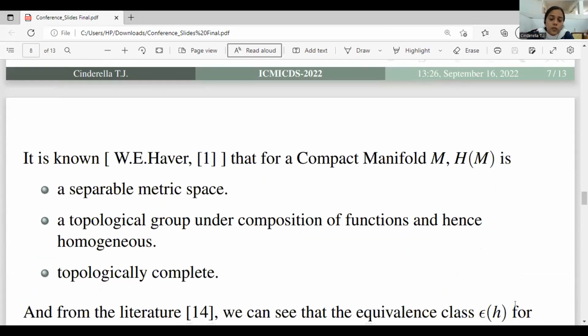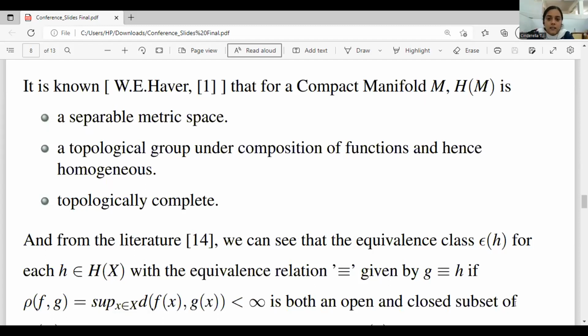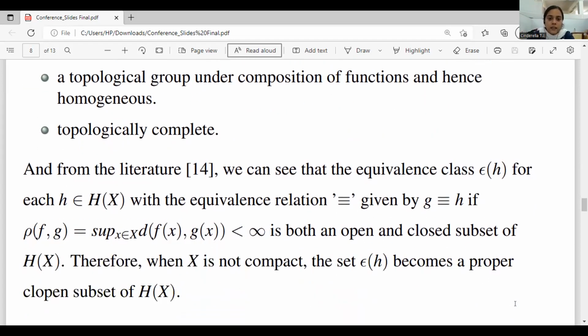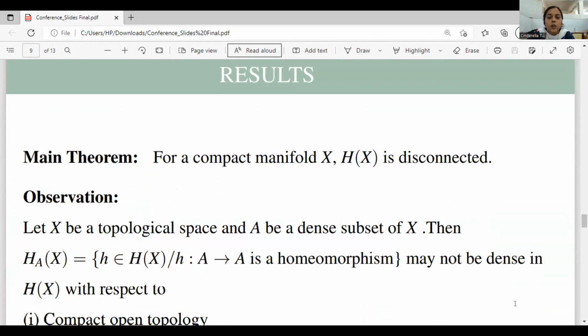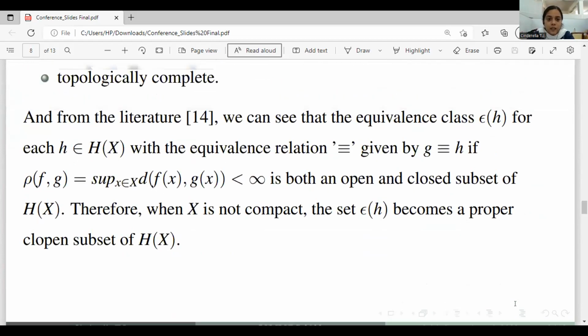Now, before moving to our main result, let's see some properties of the space H of M. That is, if M is a compact manifold and H of M denotes the space of all homeomorphisms on M, we have these results. It is a separable metric space, it is a topological group, it is homogeneous, and it is topologically complete. And finally, we have proved that this space is disconnected. That is, for a compact manifold, its space of homeomorphisms is disconnected.